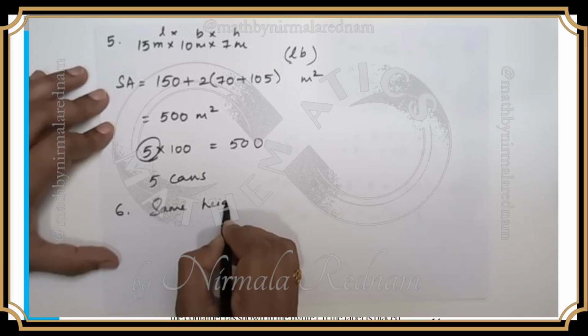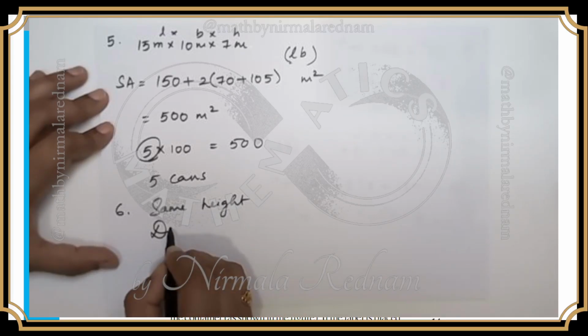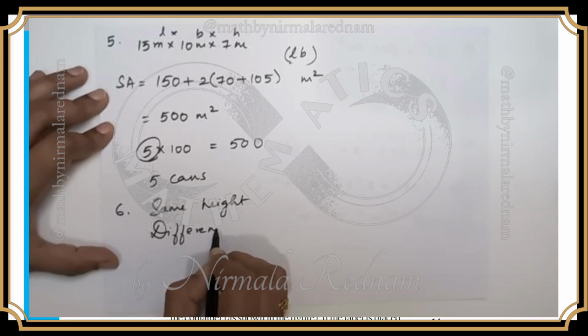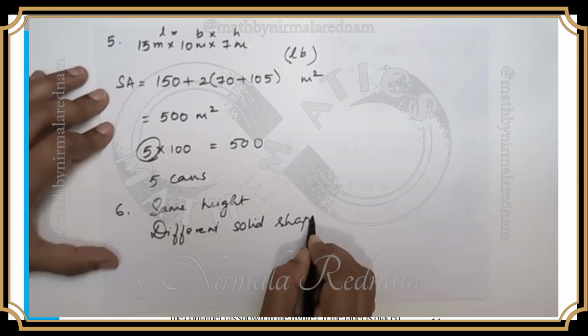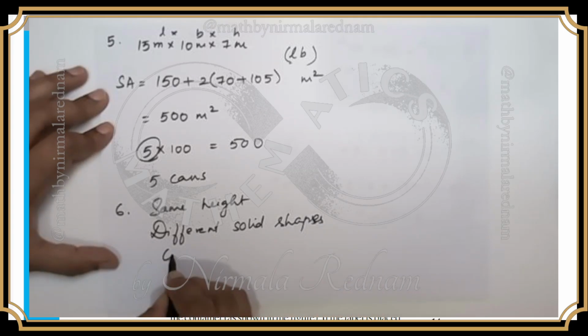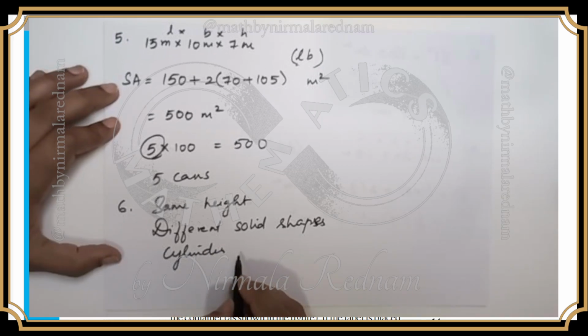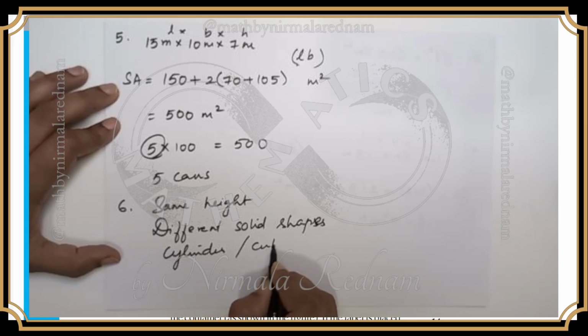What is the difference? They are different solid shapes. One is a cylinder, and the other is a cube. So that is the difference.